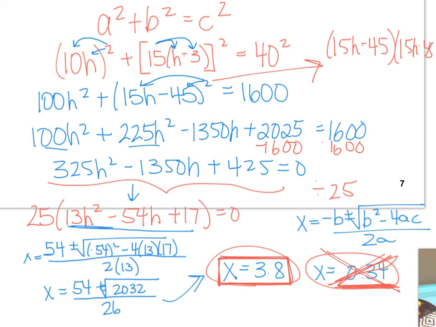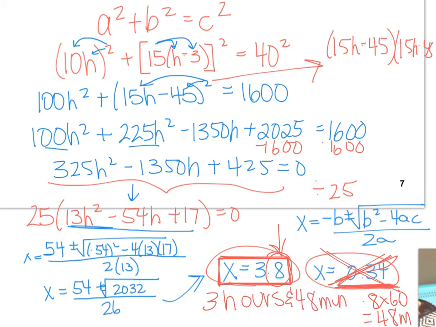Okay, so you have to change this to minutes essentially. So we're looking at 3 hours and however much 0.8 of an hour is. So 0.8 times 60 minutes in an hour gives you 48 minutes. So it takes 3 hours and 48 minutes after boat 1.